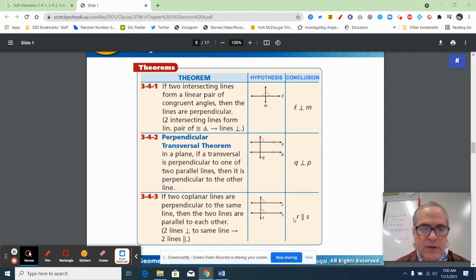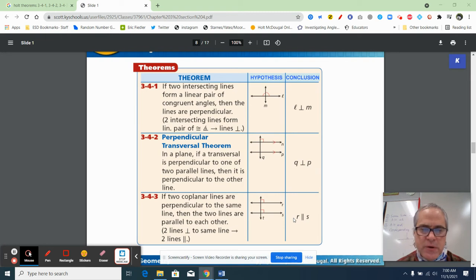First one, 3-4-1, says if two intersecting lines form a linear pair of congruent angles, then the lines are perpendicular. Please notice right underneath it in parentheses, it says two intersecting lines form a linear pair of congruent angles, then the lines are perpendicular. That notation at the bottom is one that you're going to start seeing more and more. We ran into it once earlier and haven't seen it in a while. Try and start using it.